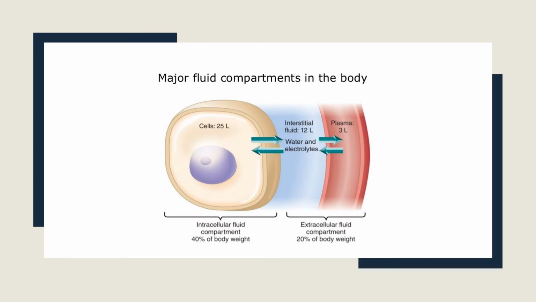And we have here the plasma, which is about 3 liters. So as you can see here, the majority is coming from the intracellular fluid compartment, which is 40% of our body weight, and extracellular is about 20% of our body weight.